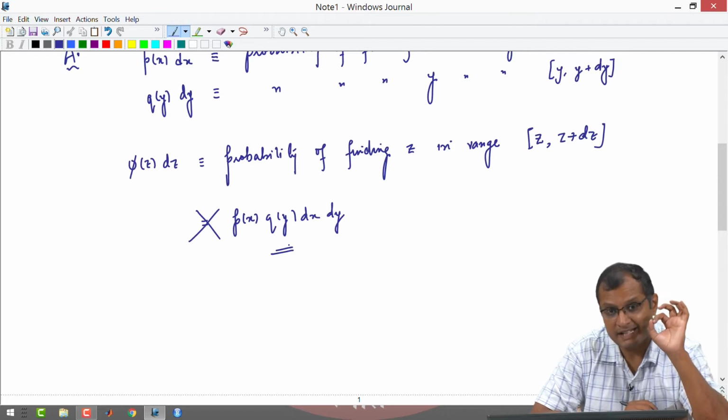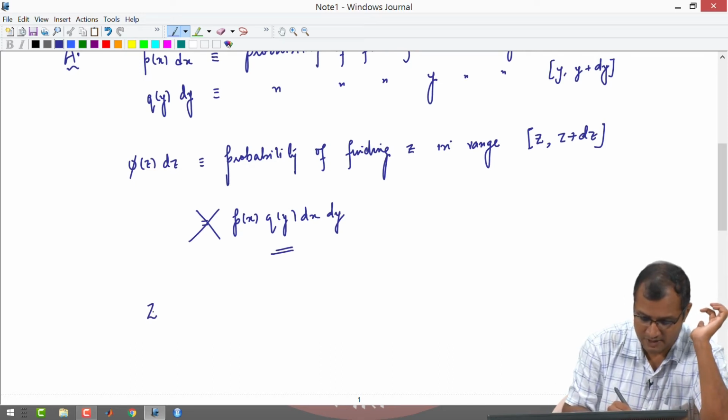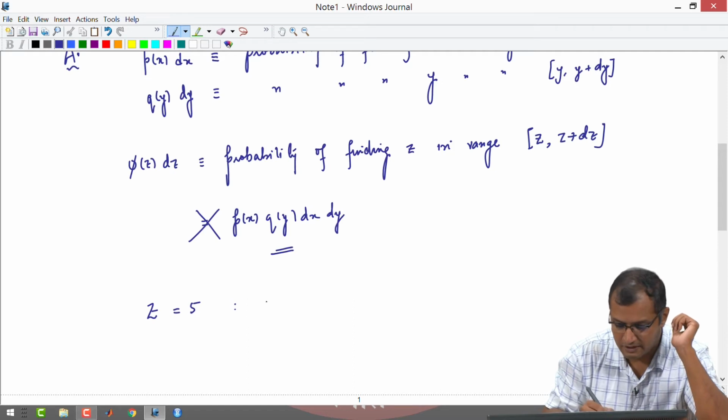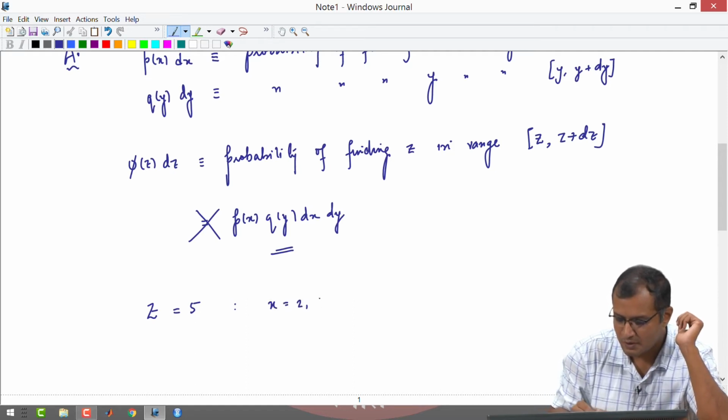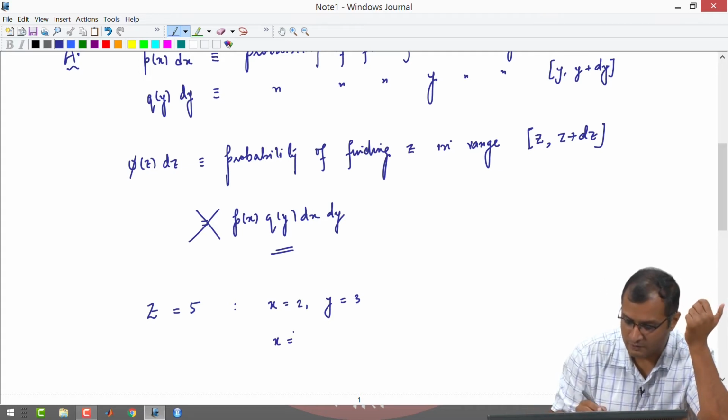joint probability of getting x and y, okay, in the neighborhood of x and y, I can compute the same sum by changing the values of x and y. For example, if you take z as 5, okay, this can be done by taking x as 2 and y as 3. It can also be obtained by taking x as 1 and y as 4.